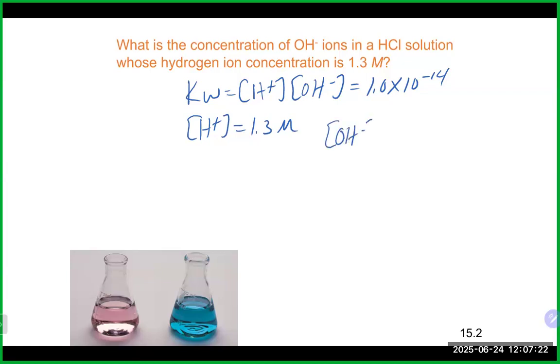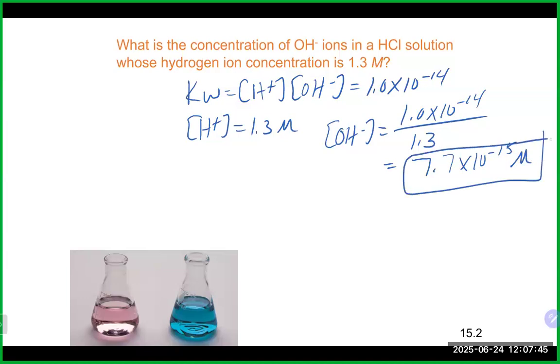And again, like I said a second ago, it pretty much is the same calculation regardless of which one you're given. You're going to take the Kw value there and divide it by what was given. And that should get you a number, maybe 7.7 times 10 to the minus 15 molar.